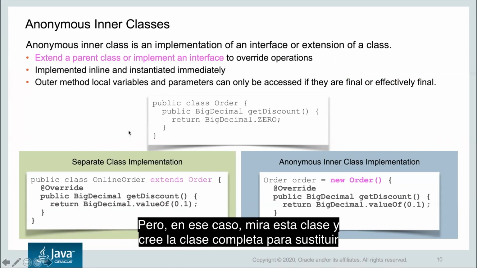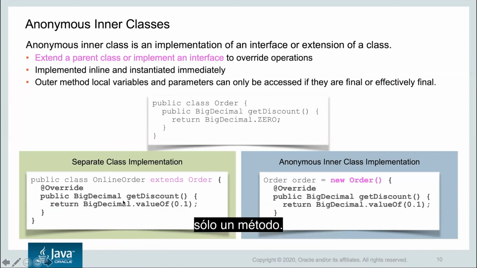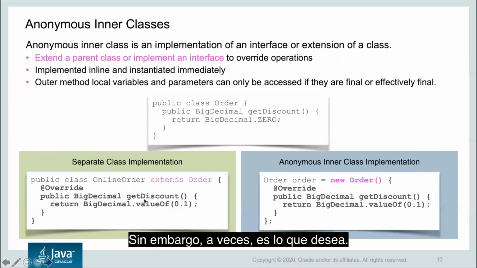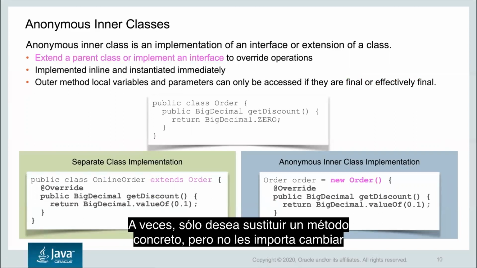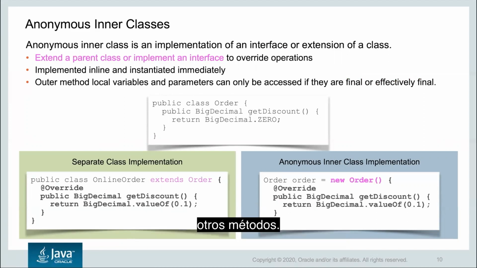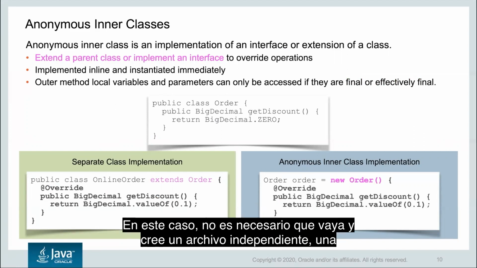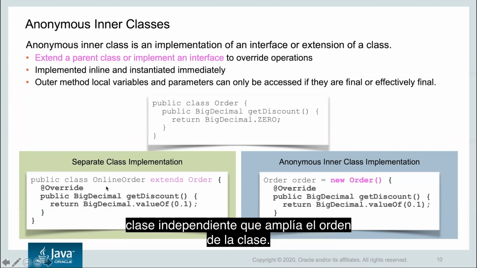But then you look at this class and you're thinking, did I just create the entire class for the sake of overriding just one method? Was it worth it, creating a whole separate class and just overriding one method? But sometimes that's what you want. Sometimes you only want to override a particular method, and you don't really care about changing other methods. You just inherit them as they are. Well, actually, in this case, you don't have to create a separate file, a separate class that extends the class Order. You could do better. You could do an anonymous inner class.